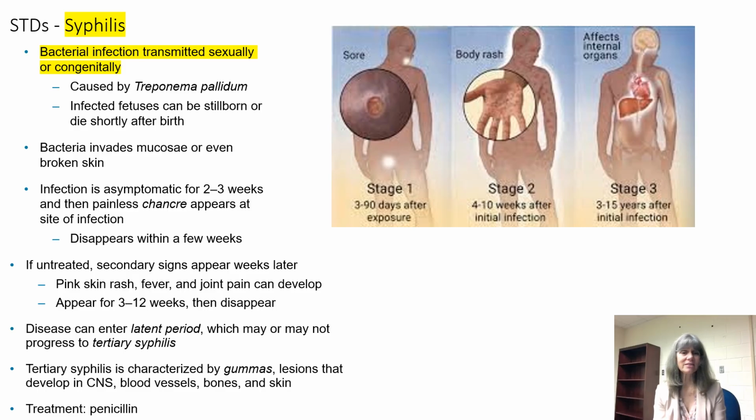If untreated, a secondary sign will appear weeks later, and that could occur in the form of a pink rash or a fever, even joint pain, and that usually appears for about 3 to 12 weeks, and then it will disappear. Then syphilis will enter what's known as a latent period, which may or may not progress to tertiary syphilis. Tertiary syphilis is characterized by gummas, which are lesions that develop in the central nervous system, blood vessels, bones, and skin. And the treatment for syphilis is penicillin.